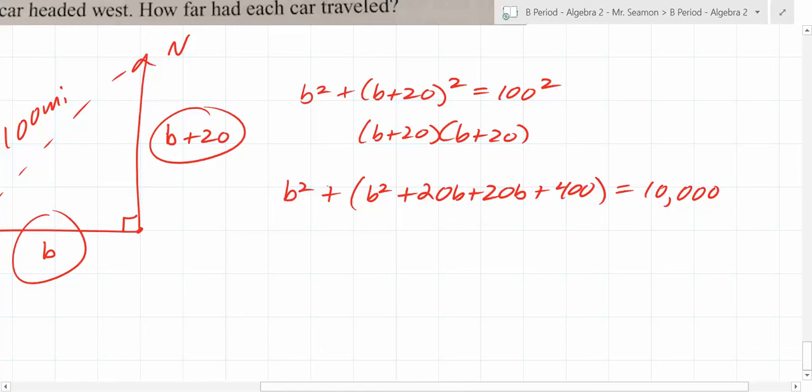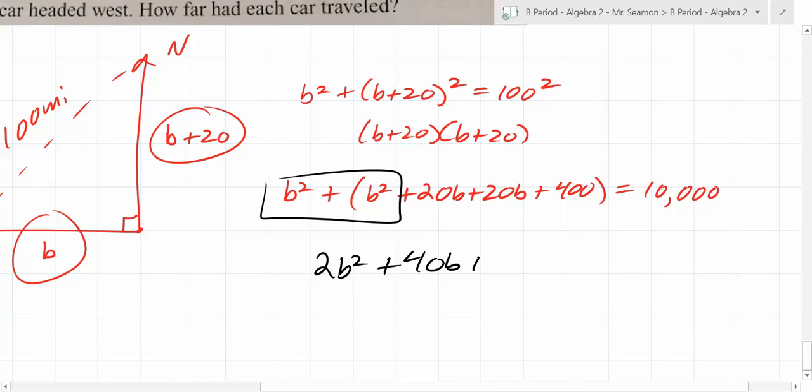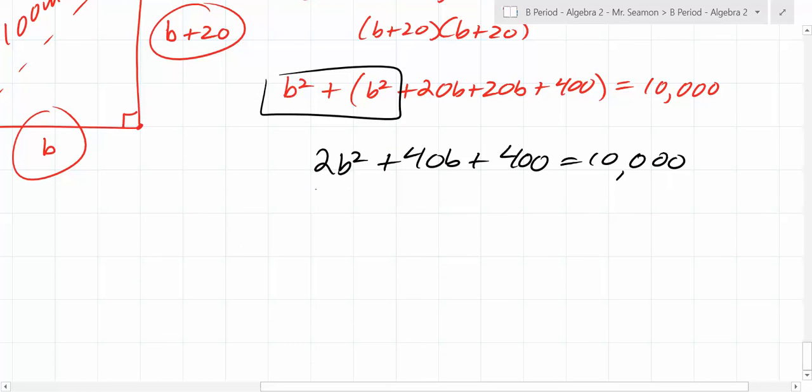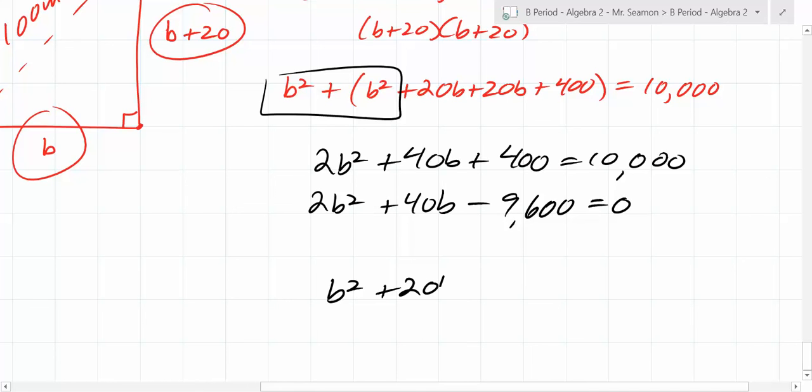So we clean this up. How many b squareds do you see? So you have 2b squared plus 40b plus 400 equals 10,000. Is that almost in standard form? What do we need to subtract? 10,000. So 2b squared plus 40b minus 9,600 equals 0. What can we divide everything by just to make our lives a little easier? 2. So you have b squared plus 20b minus 4,800 equals 0.